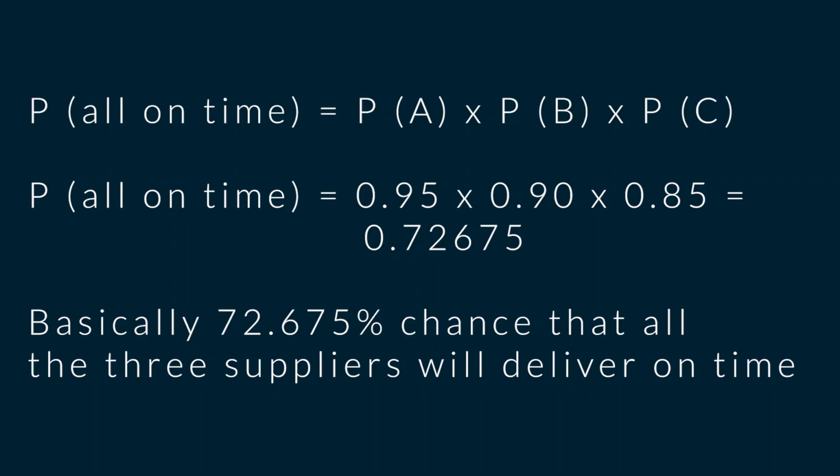Holding all factors constant, what is the probability of all suppliers delivering on time? That means quick calculations. We'll call the probability of all on time P. So P equals P(A) times P(B) times P(C). The brackets just mean P of A. So you have 0.95 times 0.90 times 0.85, and that gives you 0.72675. So basically, you have a 72.675% chance that all the 3 suppliers will deliver on time.